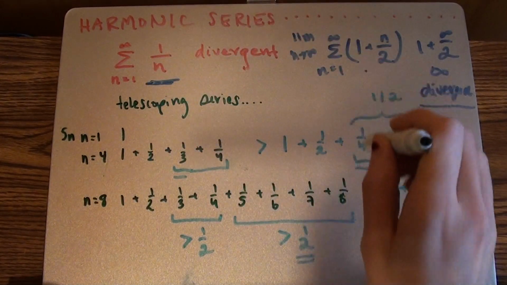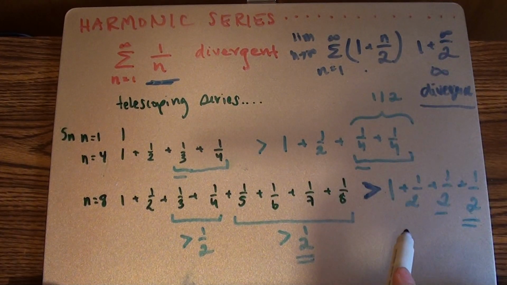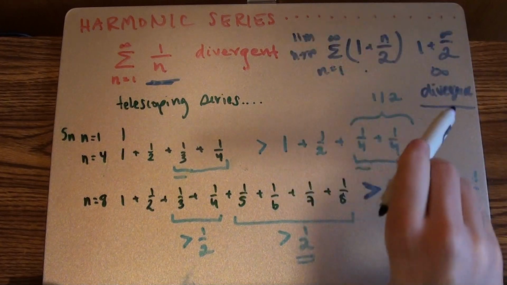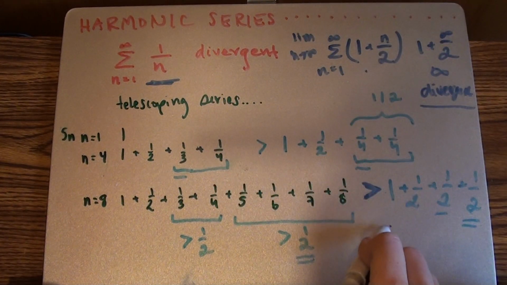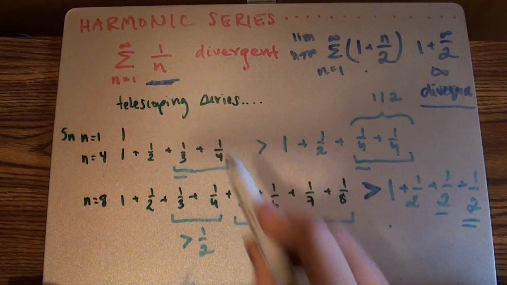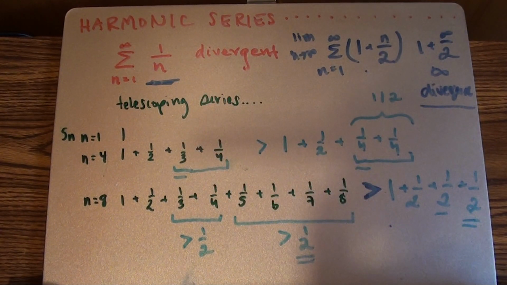If we look at our work for our comparison test, our known series is divergent. The harmonic series is greater than this one. We can conclude that, therefore, the harmonic series is also divergent.